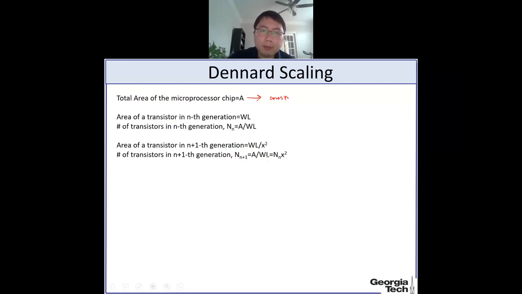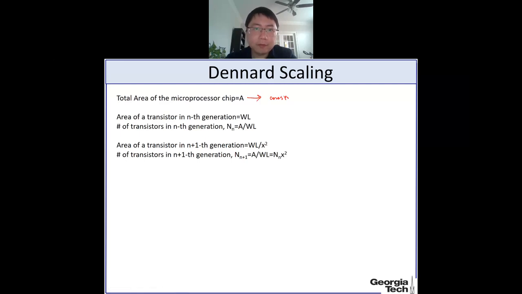Then the W times L is now reduced by X squared. Then the total number of transistors will become X squared times the original number. So this means the density of the transistors increases. So this is the next Moore's law. Okay.